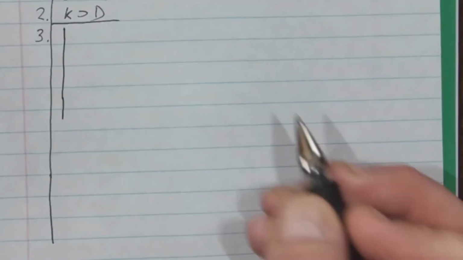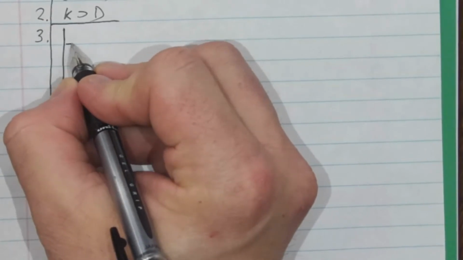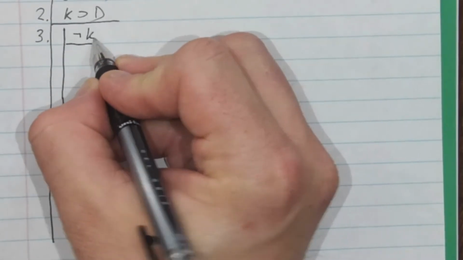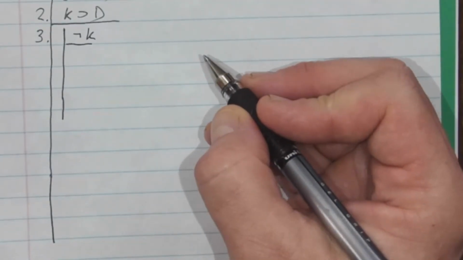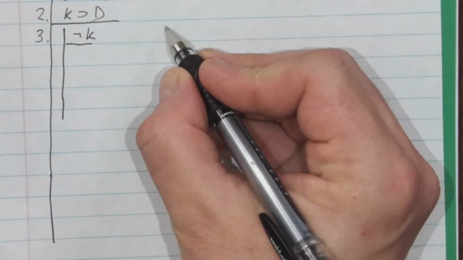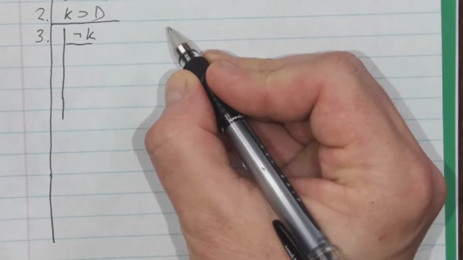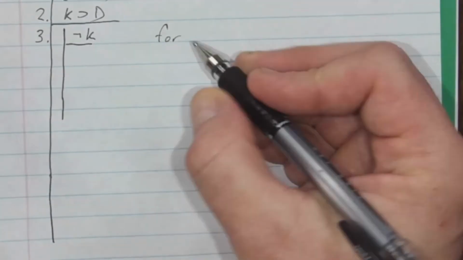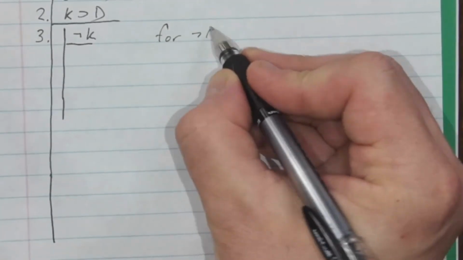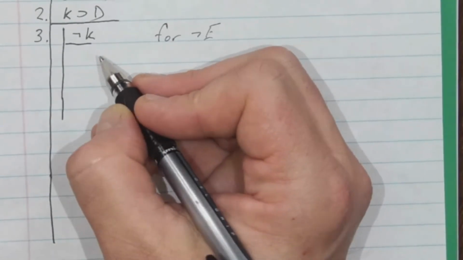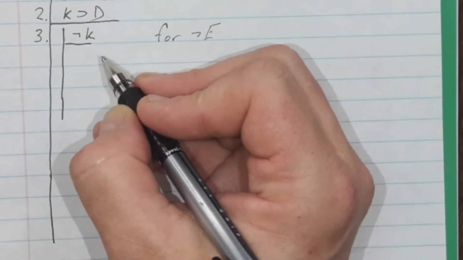Not sure how long that's going to go, so we'll just leave that line indeterminate. And we'll start with our assumption that it's not the case that K. And now, as the book tells us, we want to specify what we're trying to do by assuming not K. We're doing this for purposes of negation elimination. Okay, so we have not K. Where do we go from here?